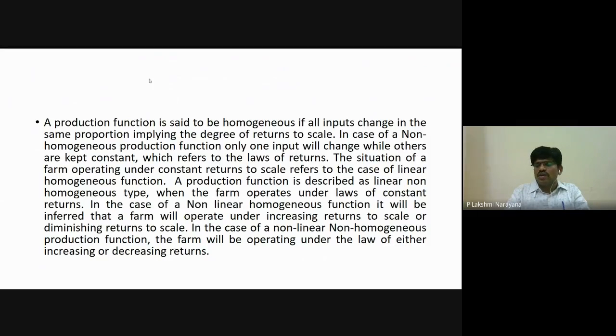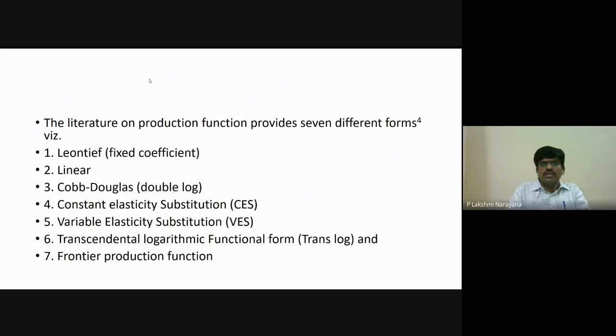In the case of non-linear non-homogeneous production function, the form will be operating under the law of either increasing or decreasing returns. Based on the literature, the production function provides 7 different forms. So far, based on the literature, there are 7 different production functions.